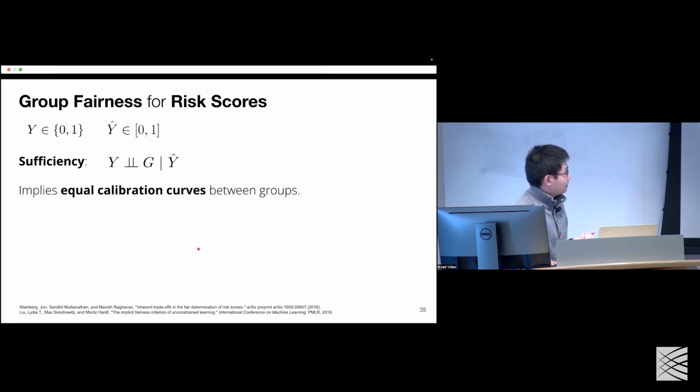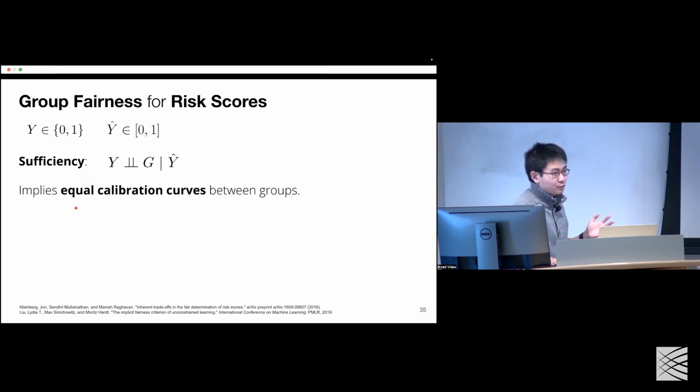What about the sufficiency? If you think about this statement for a bit, you realize that it actually implies that the two groups have equal calibration curves. Okay. And that's why we talked about calibration earlier. The two groups having equal calibration curves is our desired property for sufficiency of a risk score.